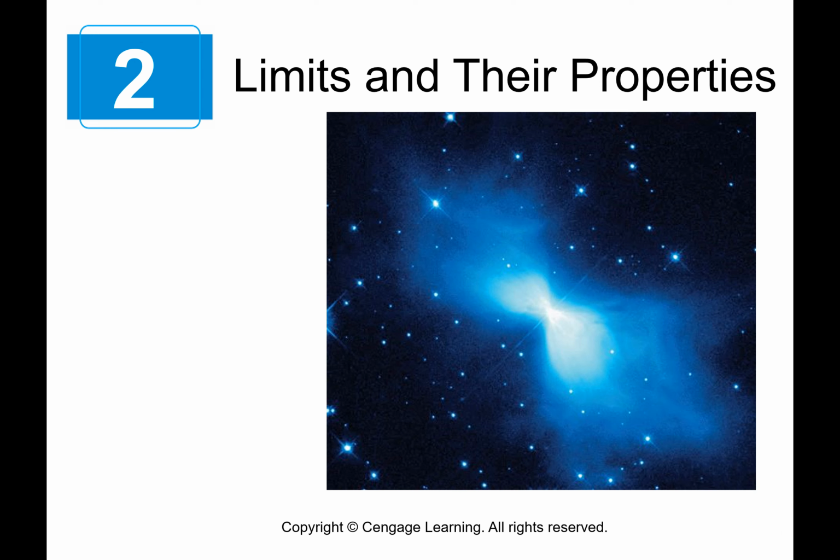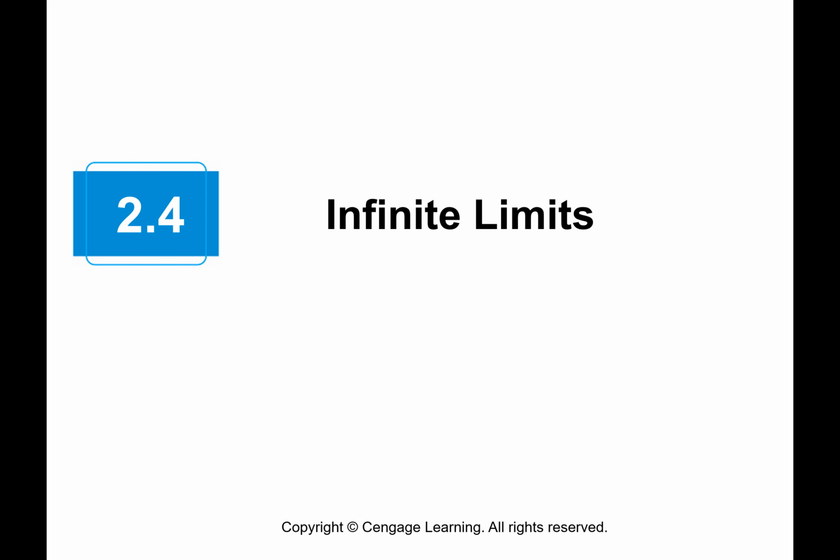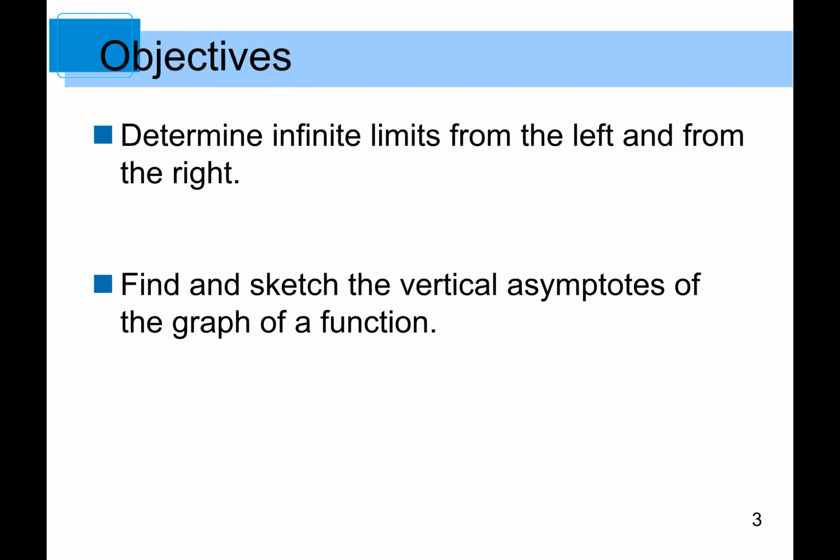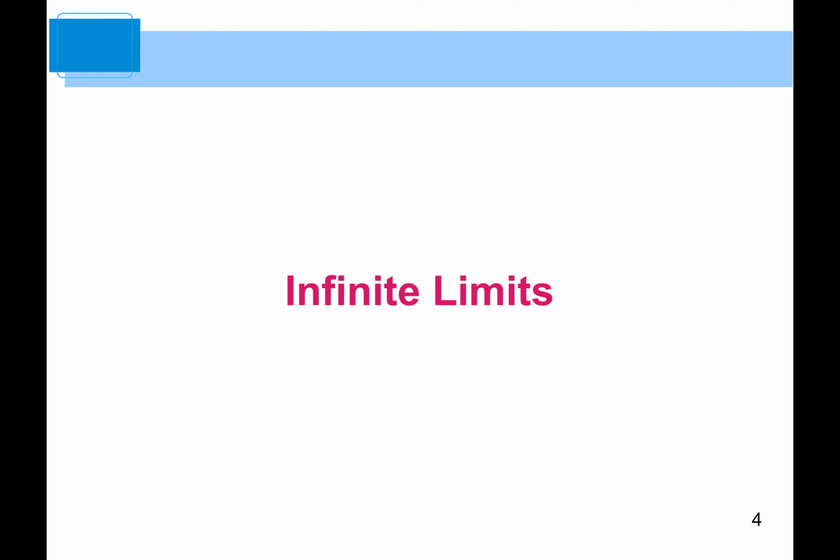All right, let's take a look at the limits and their properties, section 2.4 on infinite limits. The objectives are to determine infinite limits from the left and from the right, and find and sketch the vertical asymptotes of the graphs of a function. Infinite limit means you have a limit at either positive or negative infinity. That's what it means.